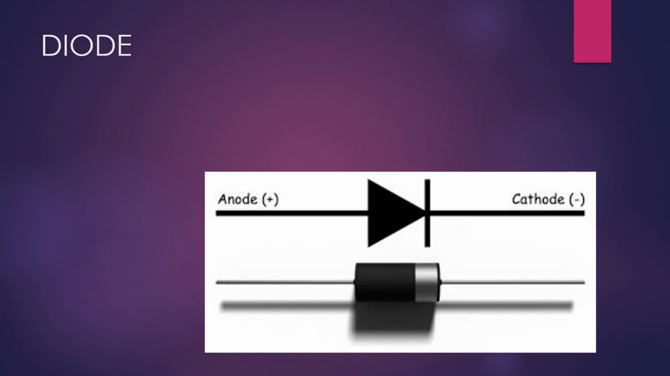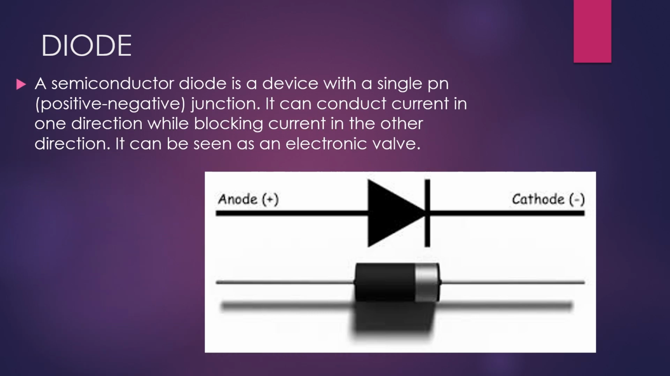Okay guys, now let's talk about the diode. A diode is a semiconductor device with a single PN, which is positive negative, junction. It can conduct current in one direction while blocking the current in the other direction. So firstly, what do we mean when we say it's a semiconductor? A semiconductor is a material that conducts electricity as well as acts as an insulator.